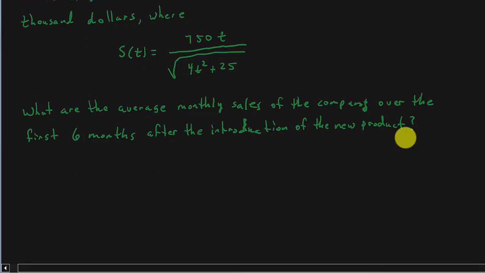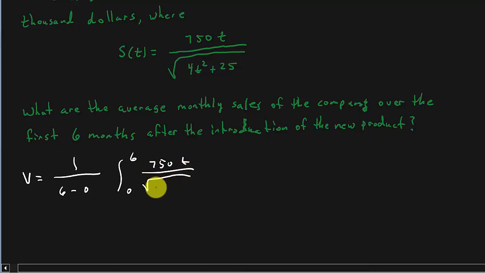All right, so that's easy enough, isn't it? So V is equal to, we're going to find the average value, and we're going to evaluate from 0 to 6. How do we know that? Because it says over the first 6 months, so from the time we start to 6 months later. So we're going from 0 to 6, and that's going to be the integral of 750t over the square root of 4t squared plus 25 dt. That's going to give us our average monthly sales.